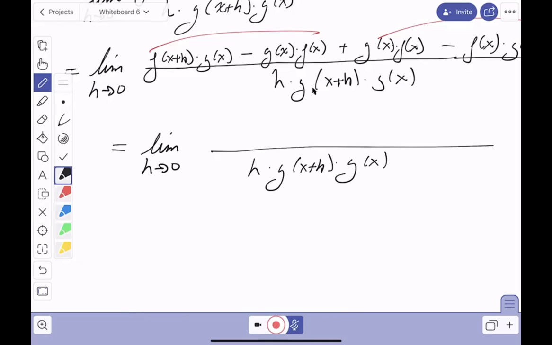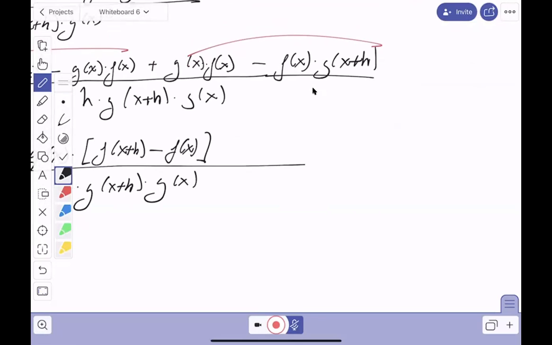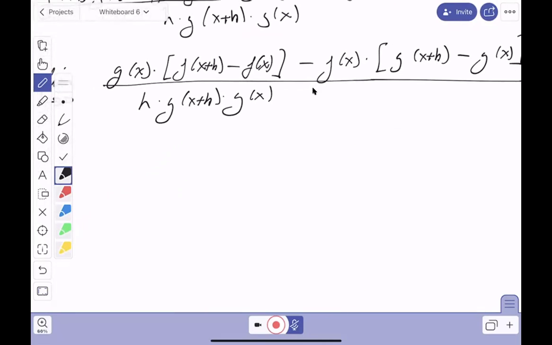Let's see, those first two terms, we factor out g of x. Gee, that's not easy. And we're left with f of x plus h minus f of x. Gee, that's remarkable. And then I'm looking at the next guy. I'm going to factor out, believe it or not, minus f of x. And we're left over there with g of x plus h minus g of x. Yes, you would need basic algebra skills to do that.